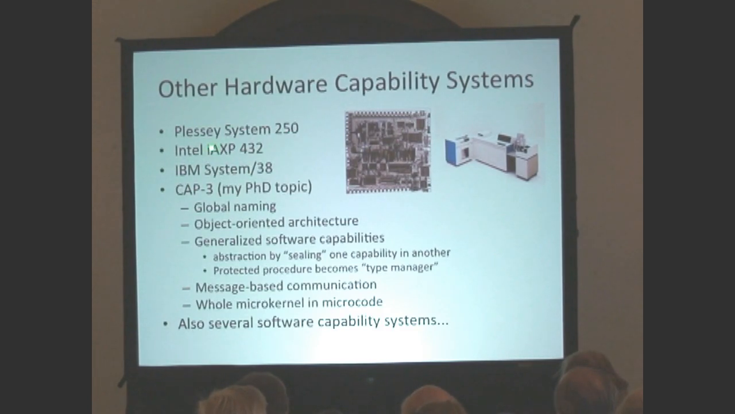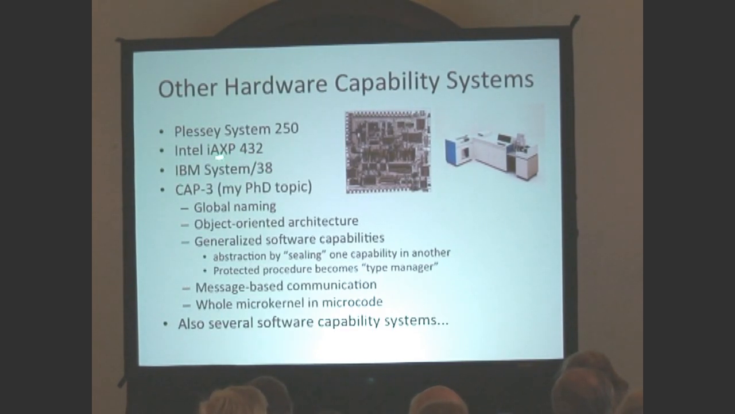Intel did a capability machine, the iAPX 432. It never really got to be very popular. If you try to use it, it was extravagant in its use of memory. I challenged Intel about this on their architects. He said, we do sell memory chips as well, you know.